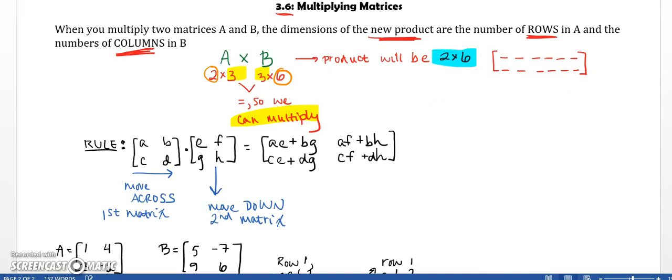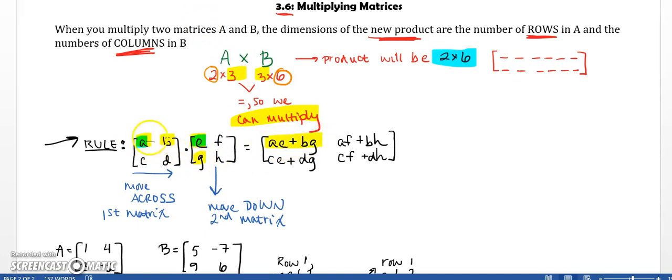The rule for multiplying matrices that you'll see in the book is this right here. This might not make too much sense if you've completely forgotten multiplying, just because it's probably a bunch of letters here. But keep in mind, I'm going to say this a lot. Whenever you multiply, you always move across in the first matrix and you move down in the second matrix. So for example, it's a combination of multiplying and then adding. So you'll do A times E plus, you move across here and move down here, B times G.